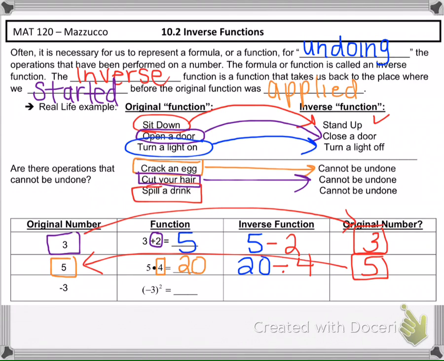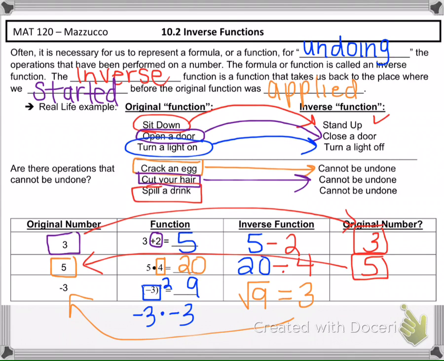Now let's say we had -3 and we square it. So I'm going to take -3 and square it. So -3 times -3, that's 9. Is there a way now to get it back to -3? If I have 9, the inverse of squaring is to square root. If I square root 9, that's 3. It doesn't get us back to -3. So there would be no inverse to squaring a number.